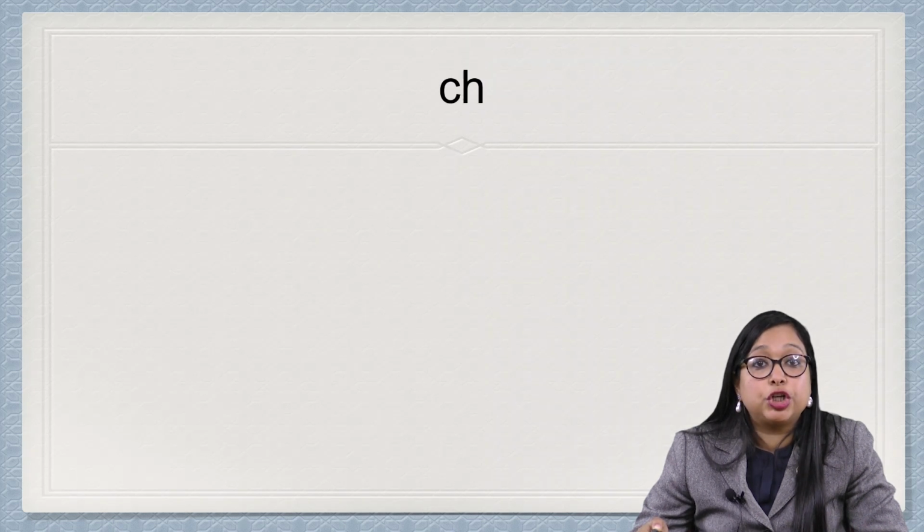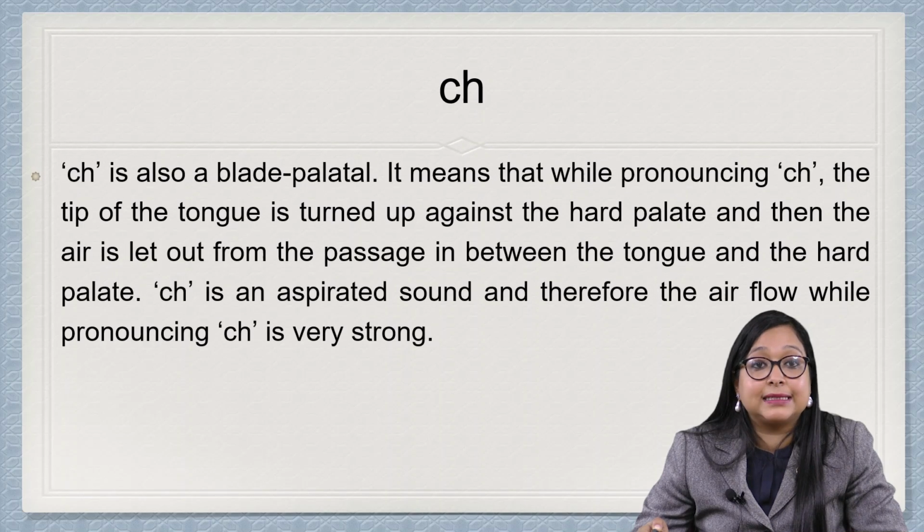Next is ch, which is written as ch. Ch is also a blade palatal and is pronounced as ch. Therefore, while pronouncing ch, the tip of the tongue is turned up against the hard palate and then the air is let out from the passage in between the tongue and the hard palate. Ch is an aspirated sound and therefore the airflow while pronouncing ch is very strong.